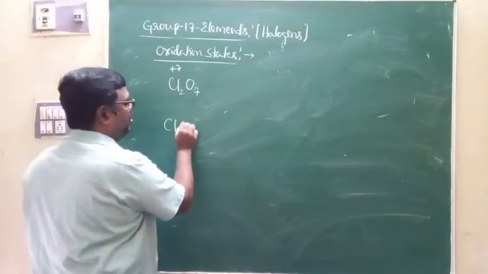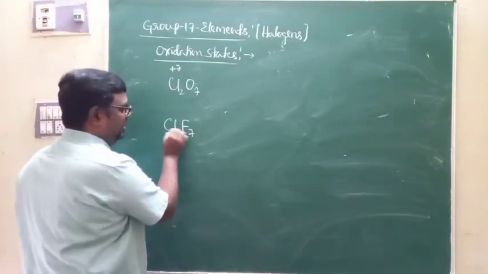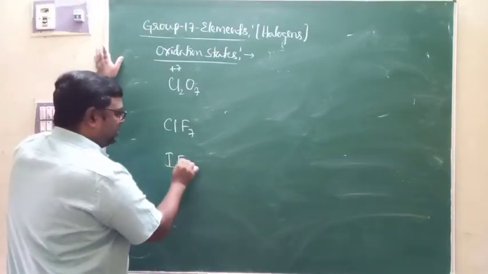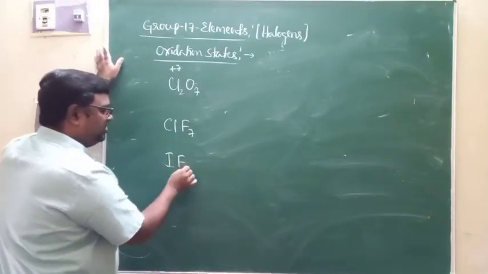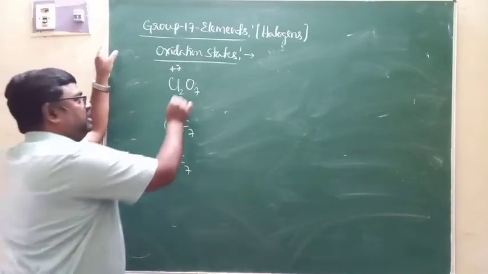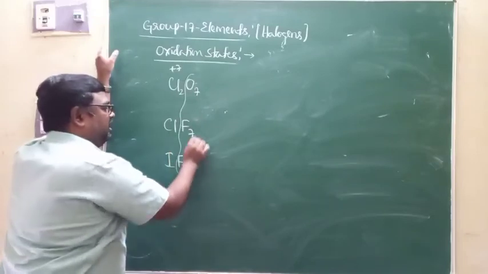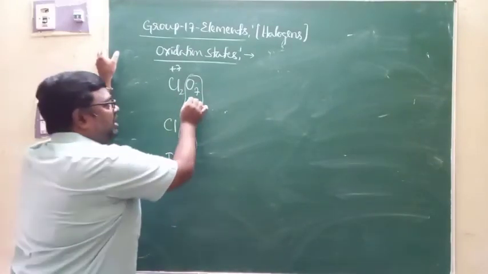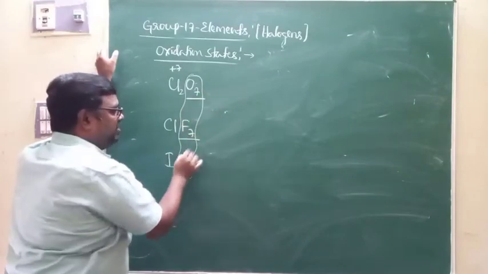Chlorine can form the +7 state when it comes in contact with fluorine. Again, iodine will exhibit the +7 oxidation state when it comes in contact with fluorine. That means halogens form compounds in higher oxidation states when they come in contact with highly electronegative elements like oxygen and fluorine.